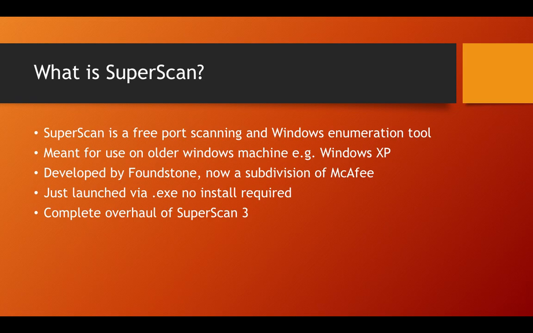And since they've acquired it, I think they have updated it from version 4 to 4.1. I couldn't find when that change log happened, but they definitely worked out some kinks from 4. The application itself is just launched via an exe, and there's no install required, which is nice. You can just throw it on a USB and put it in your pocket, and got a quick scan whenever you need it. It's a complete overhaul of SuperScan 3. I checked that out too, and I can confirm that it is quite the overhaul.